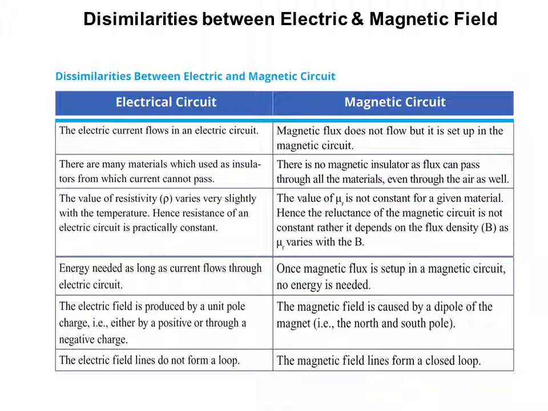The electric field is produced by a unit pole charge, whereas the magnetic field is caused by a dipole moment in a magnet. The electric field lines do not form a loop. The magnetic field lines form a closed loop.